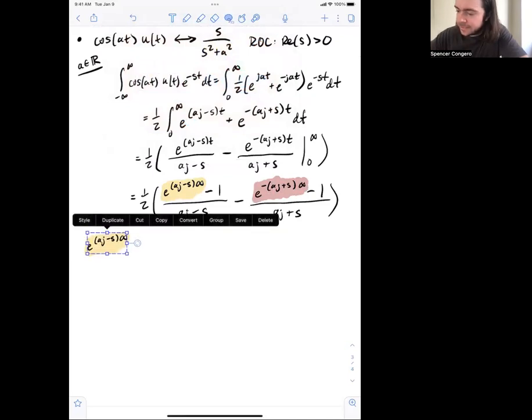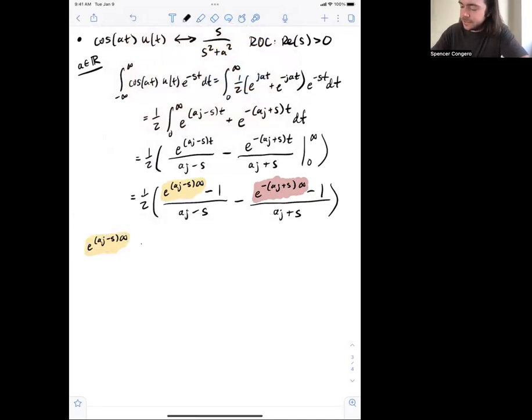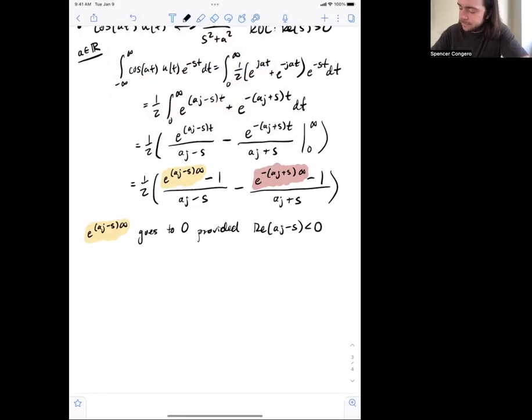So what does it take to get this to converge? Okay, so this goes to 0, provided, what do we need? We need the real part of the thing multiplying the infinity to be negative. So we need the real part of aj minus s to be negative, i.e., what's an equivalent condition? I can just split that real part up and get the real part of aj minus the real part of s, bring the real part of s to the other side, and I get the real part of s has to be greater than the real part of aj.